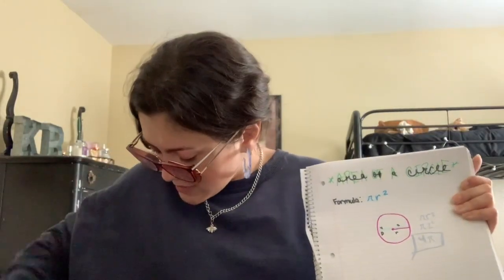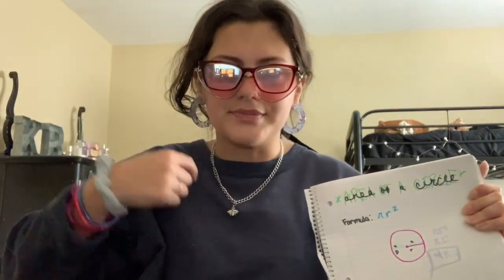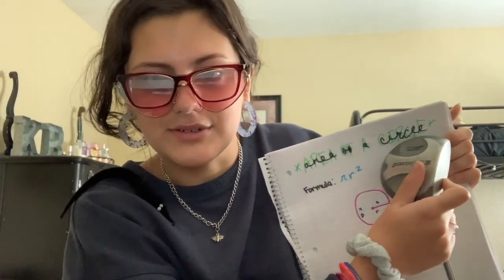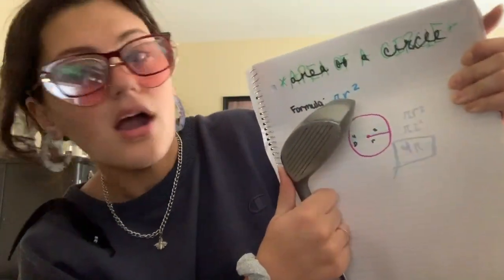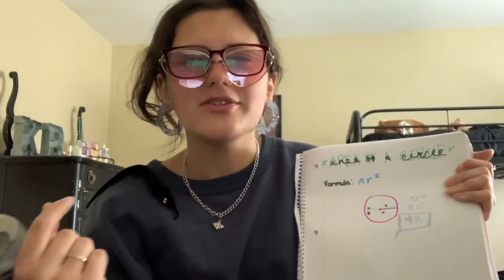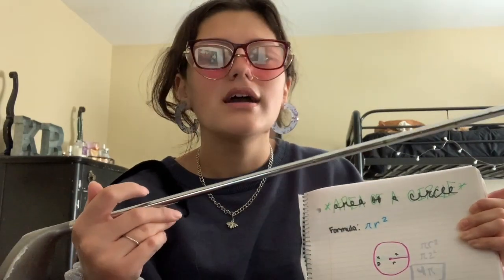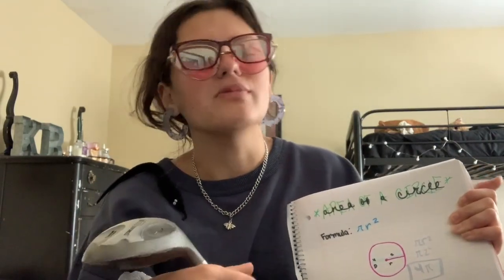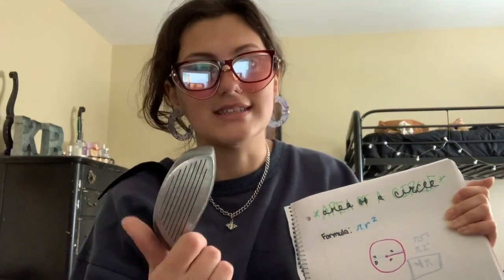So we are going to be talking about the area of a circle. So first, let's start off with the formula. Pi r squared. That's the formula for a circle, pi r squared. And you may be like, what's pi? Well, pi is the ratio of a circle's circumference to its diameter, and it's always the same number.